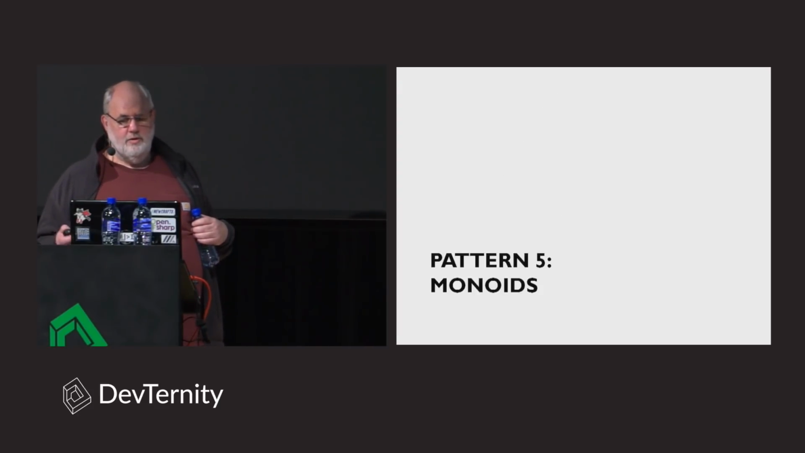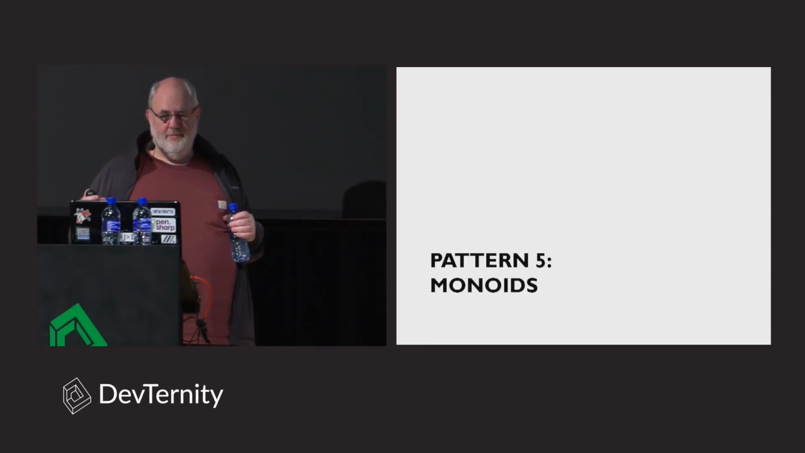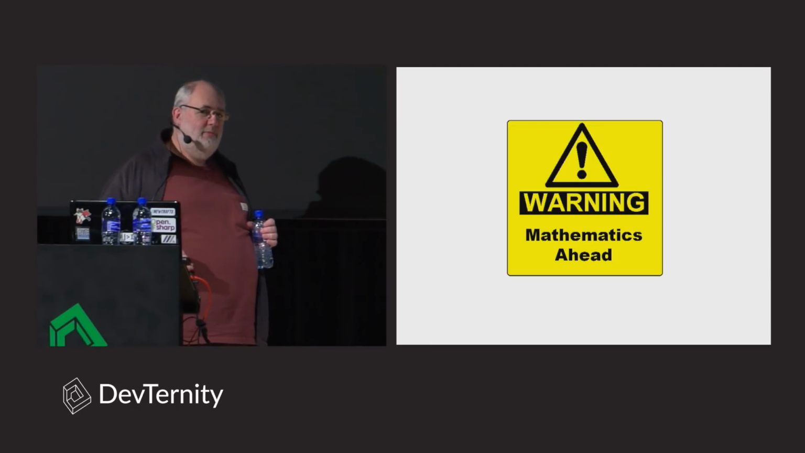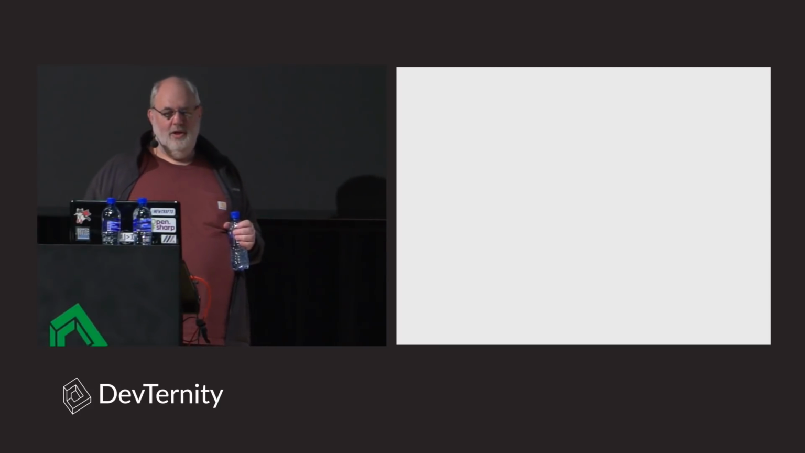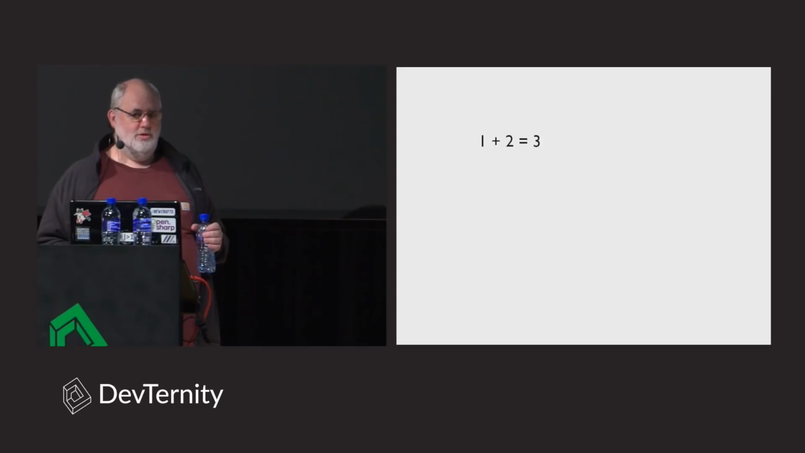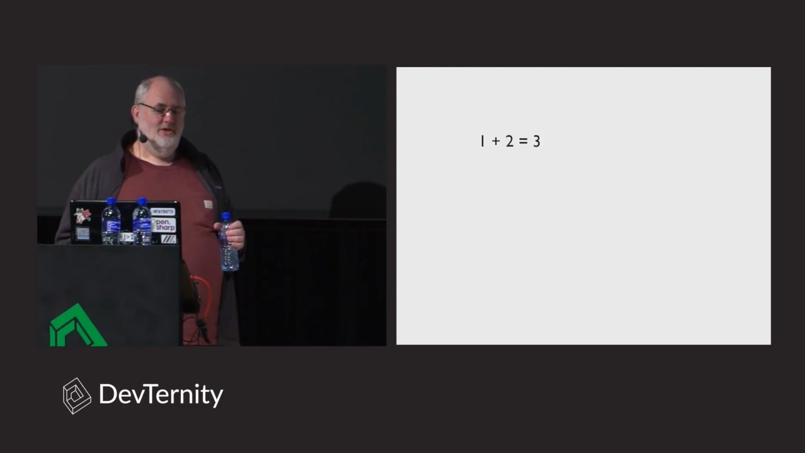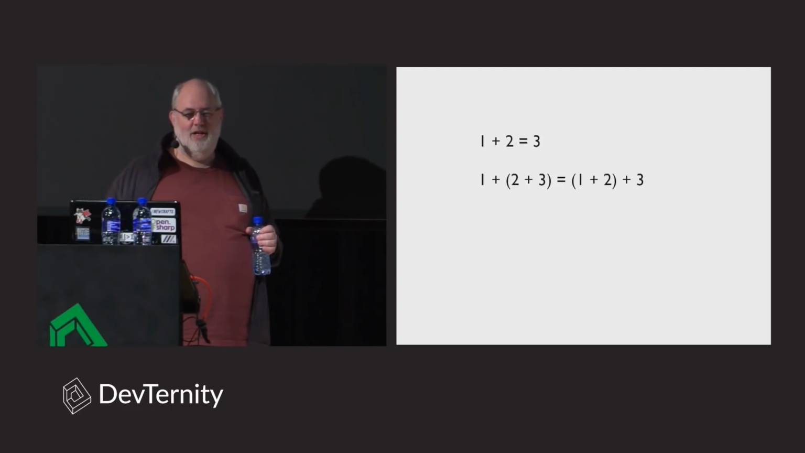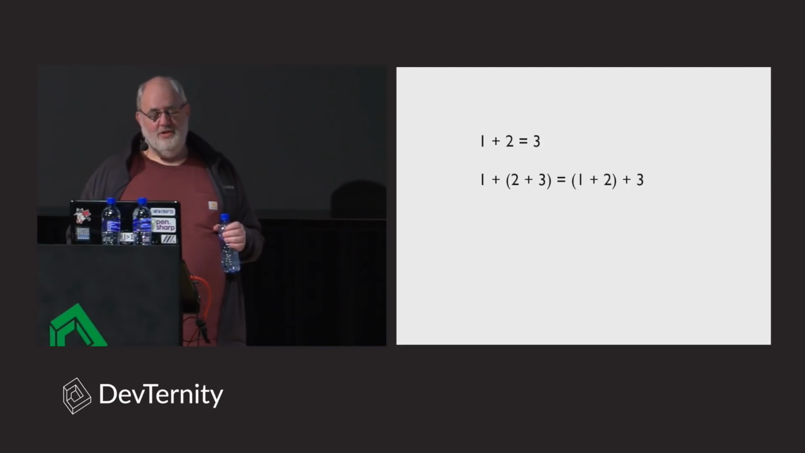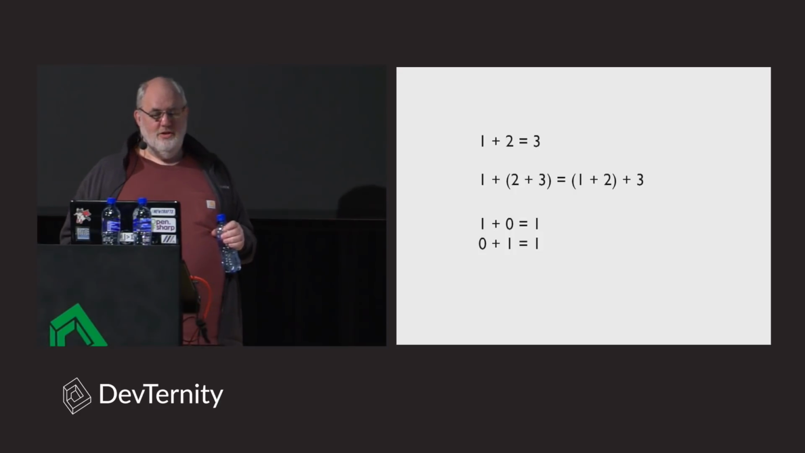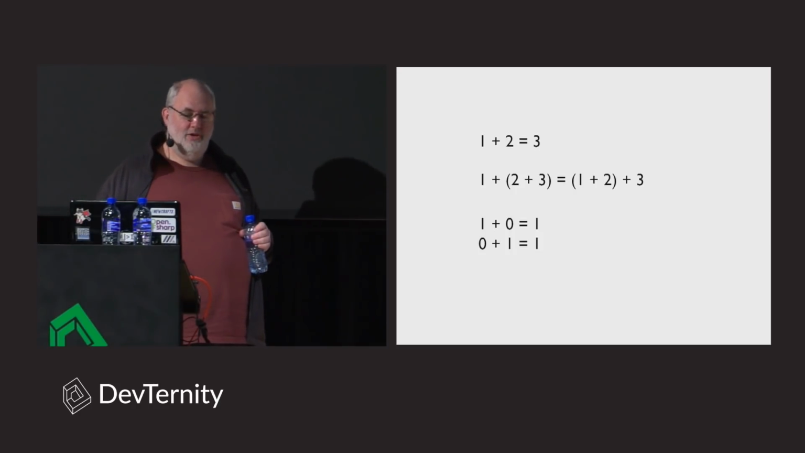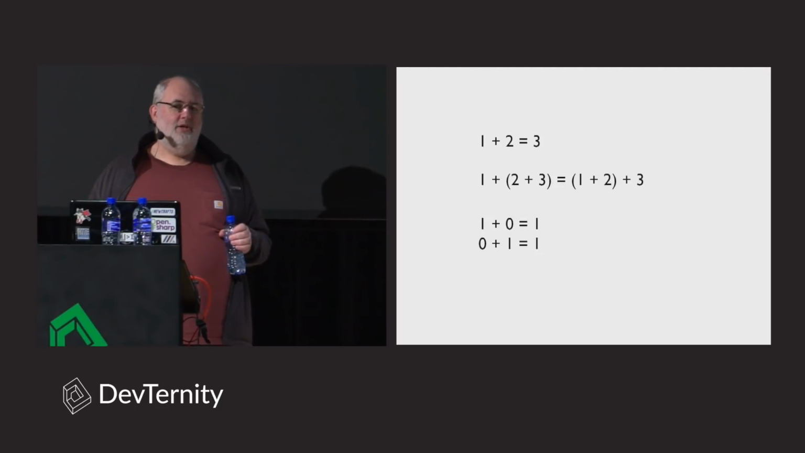So, okay, final pattern, which is monoids. So there's some mathematics ahead. I hope people aren't too scared of mathematics. Here's the mathematics. 1 plus 2 equals 3. Is that too scary for people? Hopefully not. How about 1 plus 2 plus 3 is the same as 1 plus 2 plus 3. And here's another one. 1 plus 0 is 1, and 0 plus 1 is 1. So if you can handle that level of mathematics, you can understand what a monoid is.